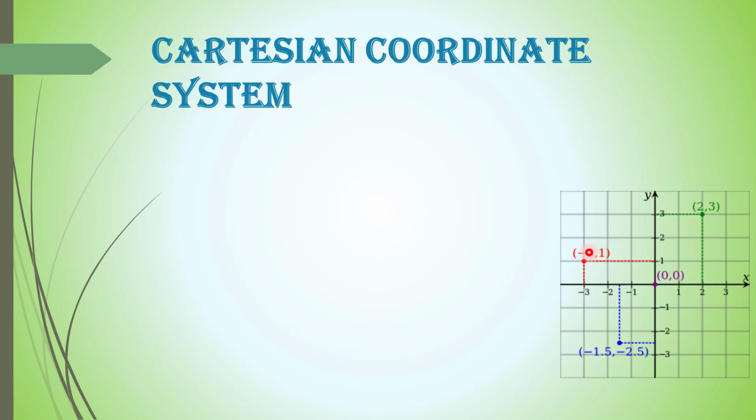Similarly, we can plot (-3, 1) over here, 3 units along the negative x-axis and 1 unit along the positive y-axis. And if we are having (-1.5, -2.5), over here we can plot it as 1.5 units along the negative x-axis and 2.5 units along the negative y-axis. So we can plot any point on the Cartesian coordinate system if we know those x and y coordinates.